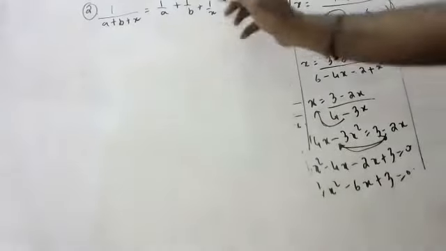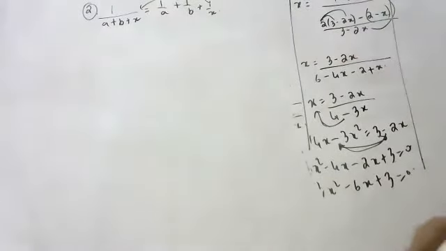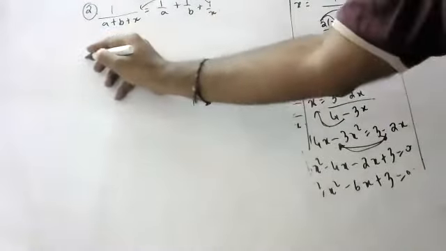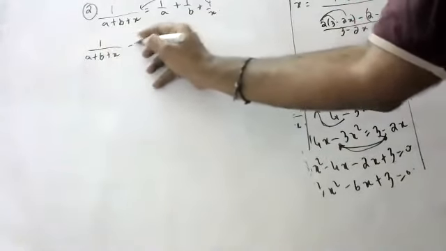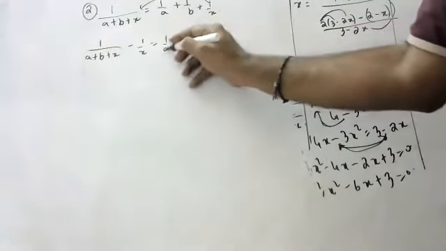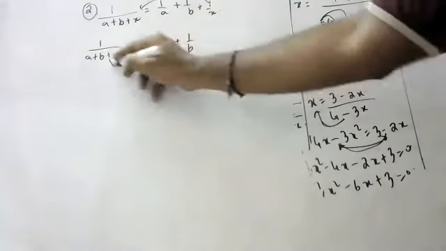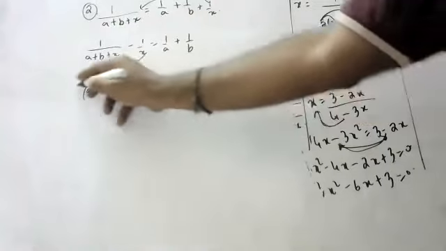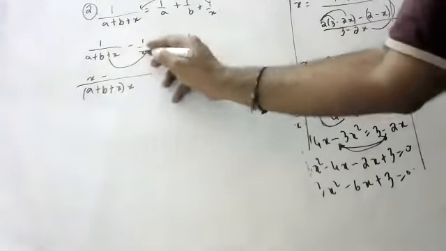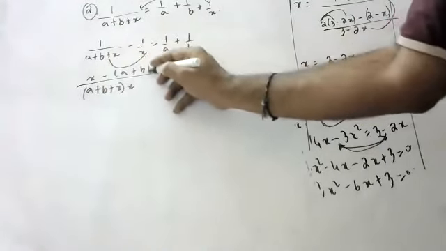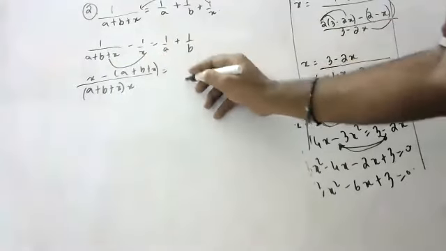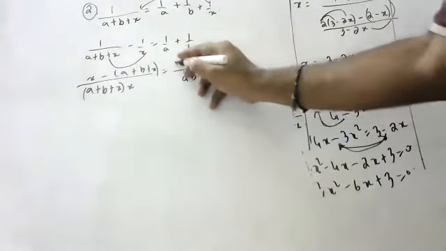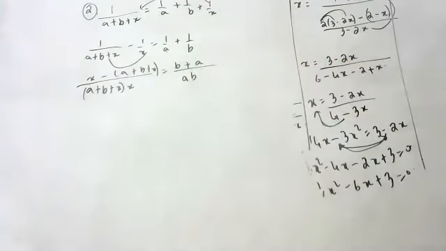So children, take all x's onto one side. It will become 1 by (a plus b plus x) minus 1 by x, equal to 1 by a plus 1 by b. What is the LCM, children? (a plus b plus x) into x. On this side, (a plus b plus x) is gone, x will go on; x is gone, a plus b plus x remains. What is the LCM of a and b, children? ab. a gone, b gone.